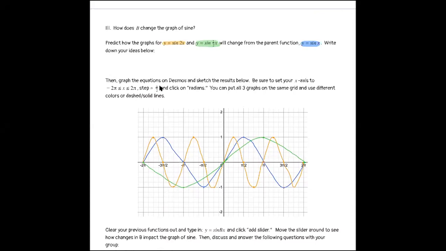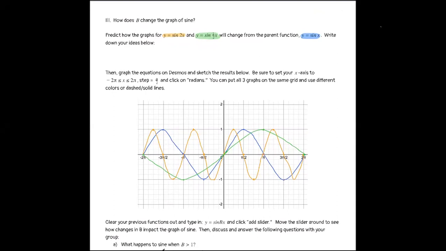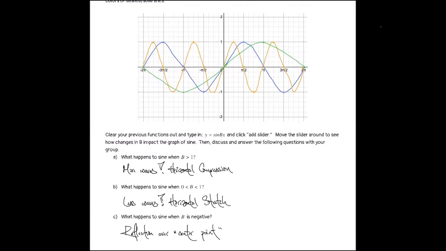All right. So let's take a look real quick at some of the results, okay? So for B, you should have gotten something like this for your graphs, right? Where the blue one is your original, the orange one, there were more waves, and then the green one, there was less waves, right? And so what I'm wondering is when you folks were discussing what happens to sine when B is greater than 1, what did you say? What were some results that we put down for that, or patterns that we saw?